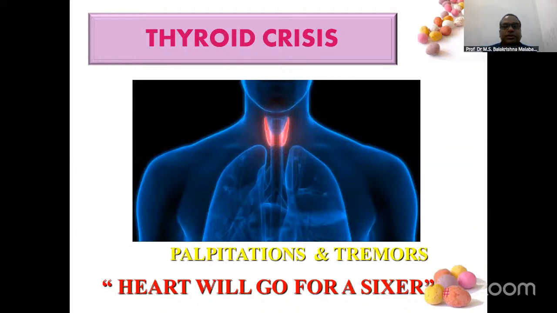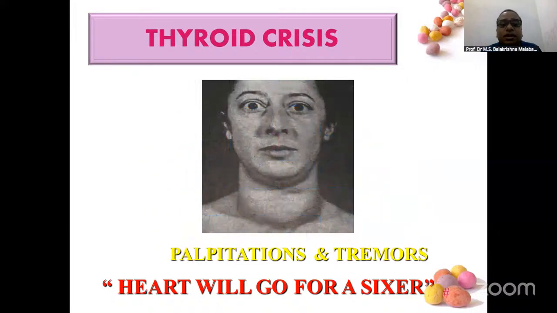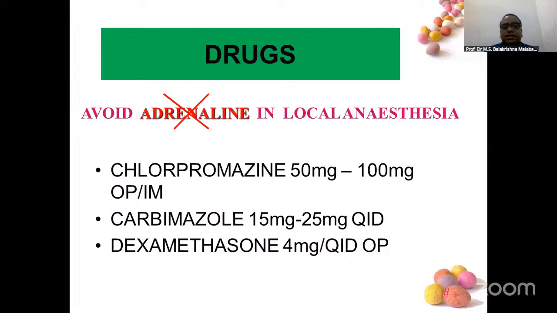Next condition, thyroid crisis. In thyroid crisis, there will be palpitations and tremors, right? Heartbeat will be very high, palpitation, tachycardia will be there. So the heart will race, means there is a severe tachycardia. So here, when there is a thyroid crisis, do not mix adrenaline in local anesthesia. You have to give plain LA, not with adrenaline. Already there is palpitation, there is tachycardia, and if you give adrenaline, the vasoconstrictor effect will be more. Other drugs you can give are chlorpromazine, carbimazole, dexamethasone. These are the other things you need to give.